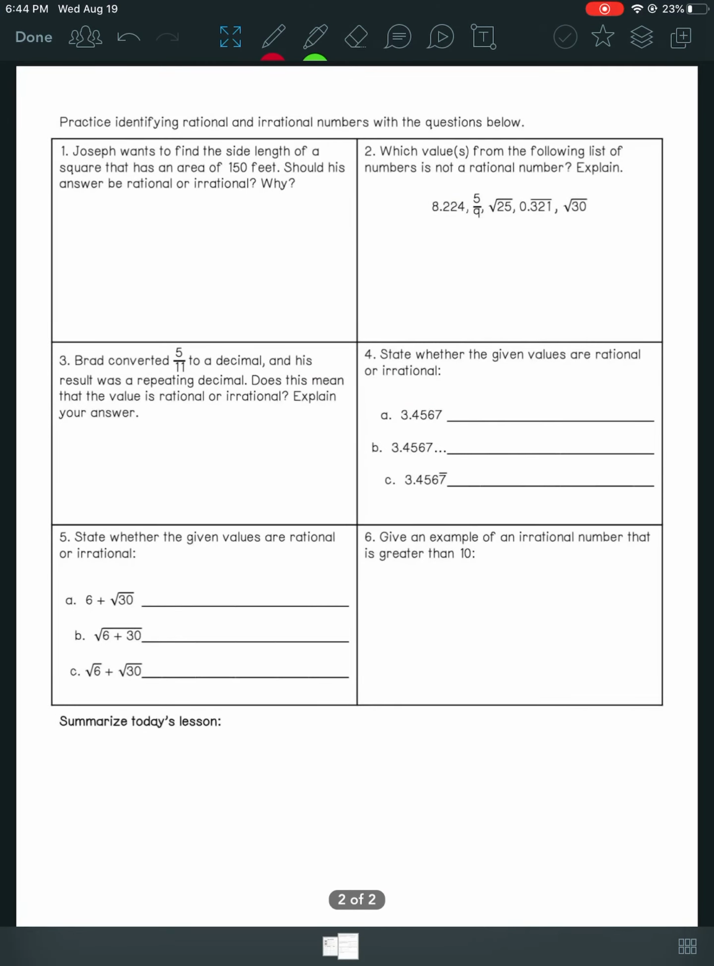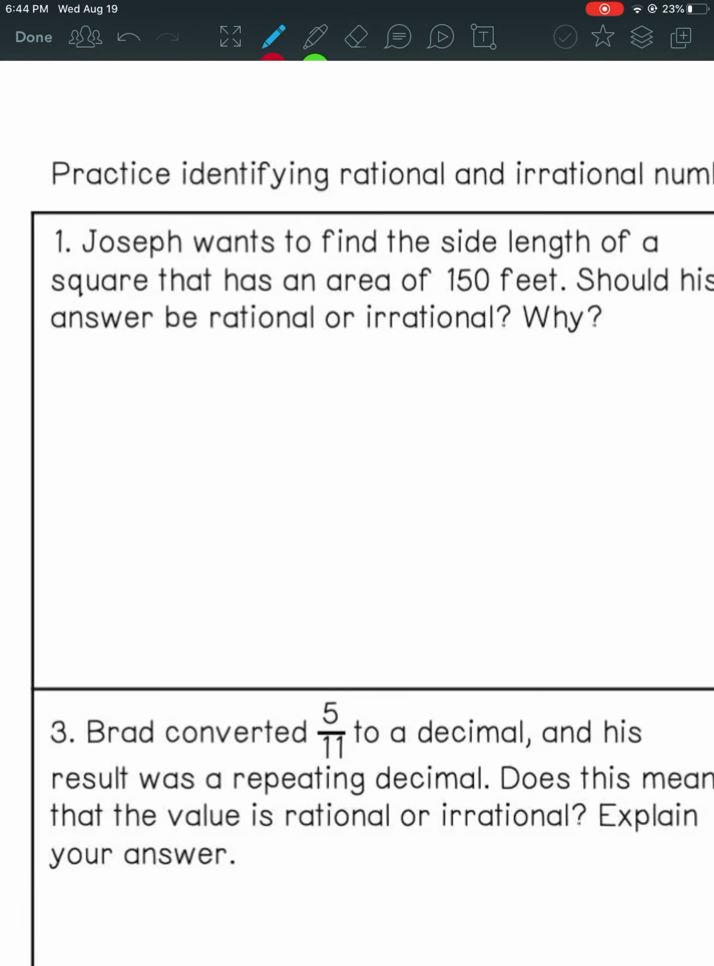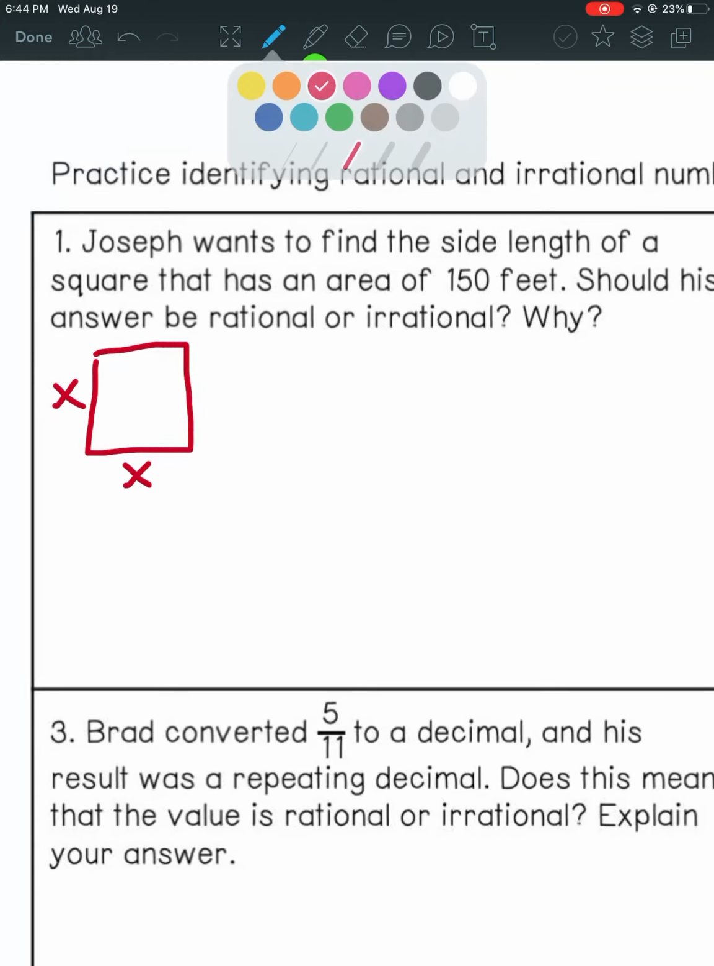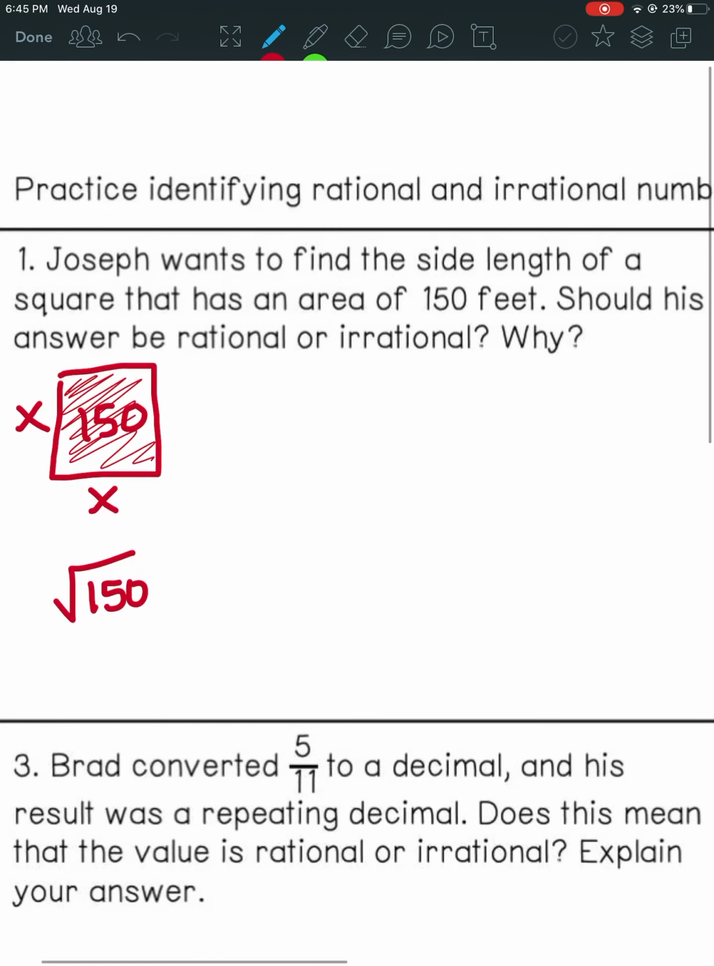Let's look at some of these examples on the back side. Joseph wants to find the side length of a square that has an area of 150 feet. Should this answer be rational or irrational? So if we have a square, remember a square has same side lengths. We know that the area, everything inside here, is 150. And it should say square feet. And to find the side length, well, we would take the square root of 150 to find what times itself gives us 150. Is that a perfect square root? It is not. So this is an example of an irrational number.